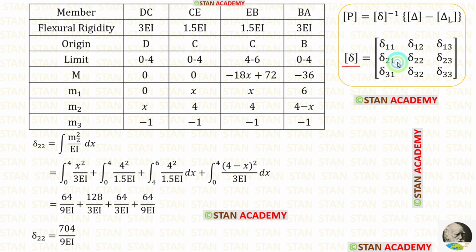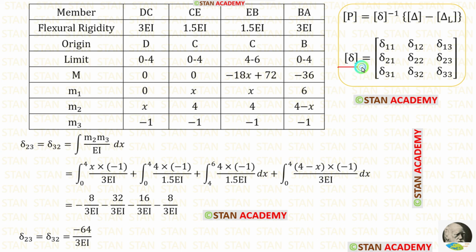In the delta matrix, now let us find delta 2, 2. The formula is integration of m2 square upon EI dx. In the formula, let us apply the values of m2. After the calculations, we are getting delta 2, 2.